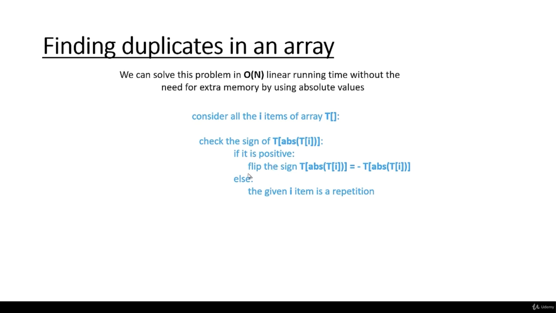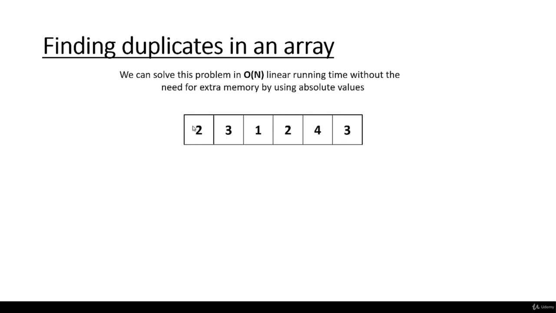Let's take a look at a concrete example. For example, we have a one-dimensional array: 2, 3, 1, 2, 4, 3. As you can see, the values within this array are smaller than the size of the array. So the size of the array is 1, 2, 3, 4, 5, and 6. As you can see, all the values within the array have a value smaller than 6.